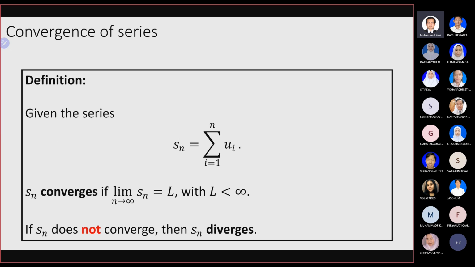Now, what we are learning about is again convergence. Something that is a little bit more advanced than what you have learned during your high school. What is a convergence? Well, how do we define the convergence of the series? So if we have the series Sn, then we say that Sn converges if limit of Sn as n goes to infinity is equal to a number that is not infinity.